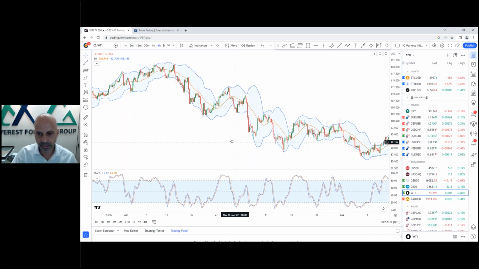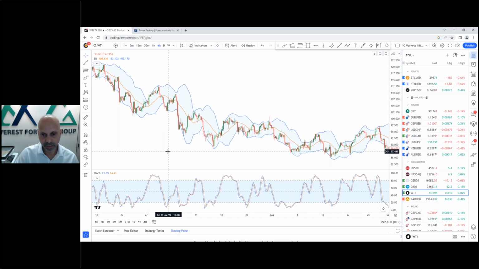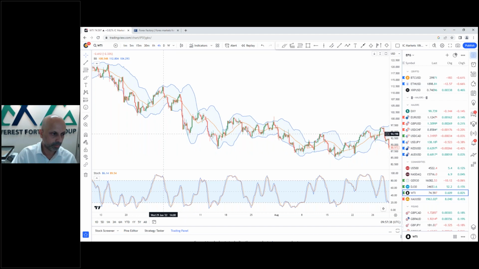Right, so you can see this occurring for WTI oil multiple times. Even if you just keep on the H4 time frame, we are still able to use this technique or strategy as well. So you can see stochastics going below 20 on 30th of June as well, and price pushing higher.